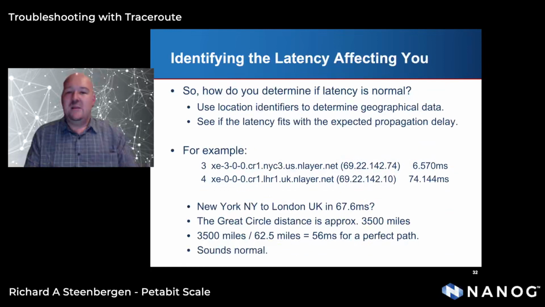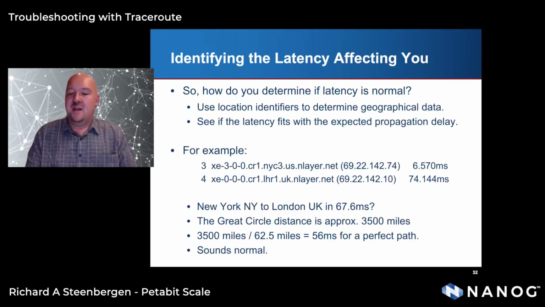So now we need to identify if the latency is affecting us or not. So how do you determine if that's normal? Well, we start by looking at the location identifiers. So we have some idea of where these things are geographically located, and then we see if it fits the expected profile. So here's an example going from New York City to London.